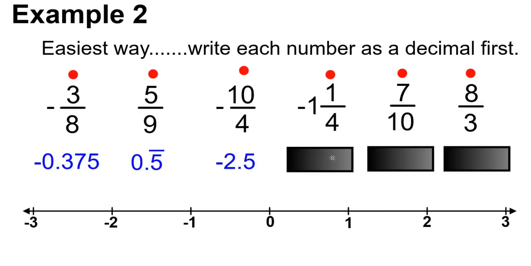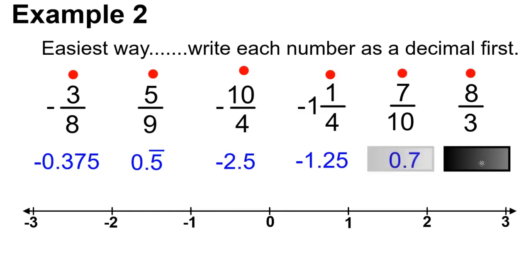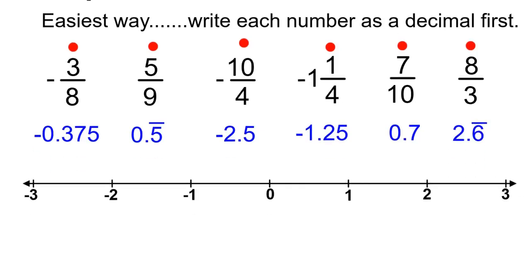Negative 1 and 1/4 would be negative 1.25. 7 over 10 would be 0.7. And 8 over 3 would be 2.6 repeating. Then put these numbers on the number line.